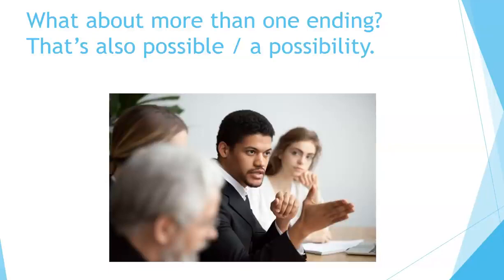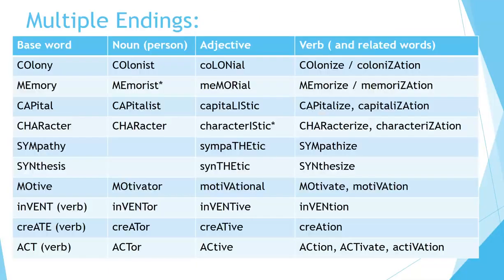What about more than one ending? That's also possible. It's also a possibility. Here are some words with multiple endings. We'll start with what I'll call the base word. Then we'll talk about the noun, person, adjective, and then the verb and related words, which could possibly be a noun or something else. Okay, I'm going to read them first across, from left to right.